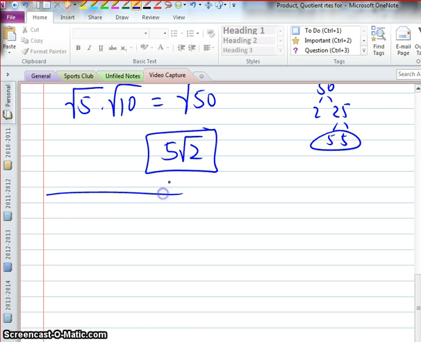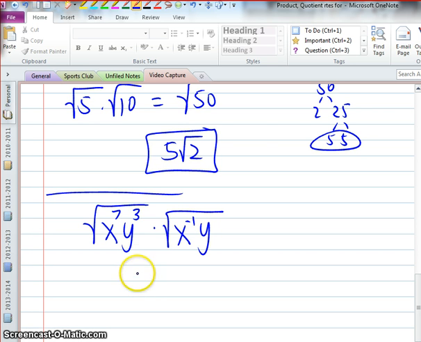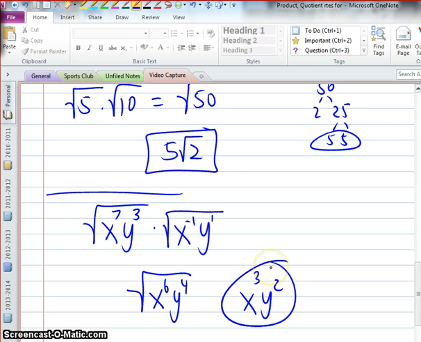Works with variables as well. So if you have the square root of x cubed, x to the 7th y cubed, times the square root of x to the negative 1 y. Well, remember going back to our exponent rules, when we multiply like variables, we add their exponents if they have the same base. So 7 and negative 1 make 6. 3, and we have an understood 1 there, makes 4. So that becomes x cubed y squared.